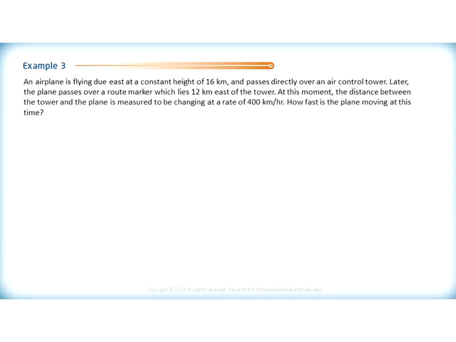Okay, so let's put our air control tower right here, and we'll initially have our airplane right there. So we'll call that the tower. And it says later the plane passes over a route marker which is 12 kilometers east of the tower. So east of the tower here, we're going to go 12 kilometers. So over here we've got 12, and this will be our route marker, so we'll call it M for marker.